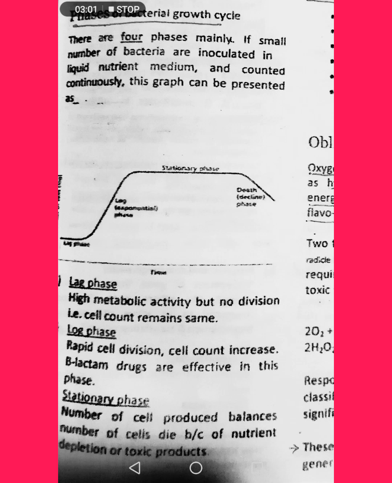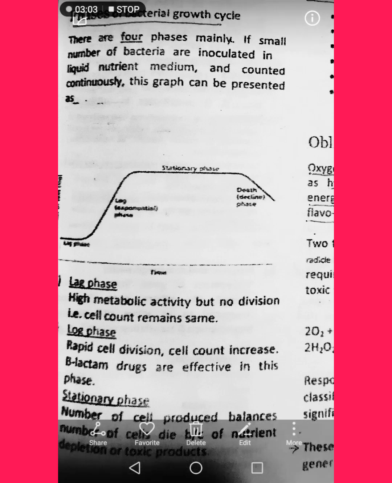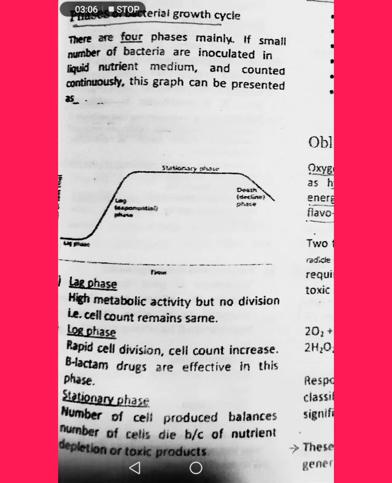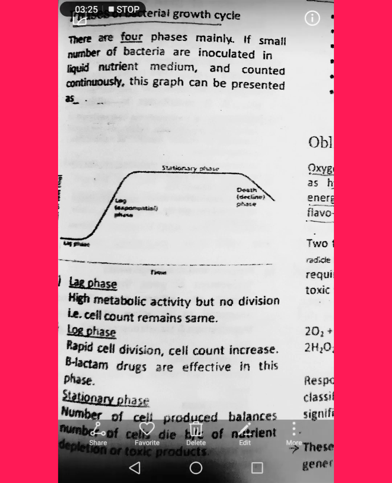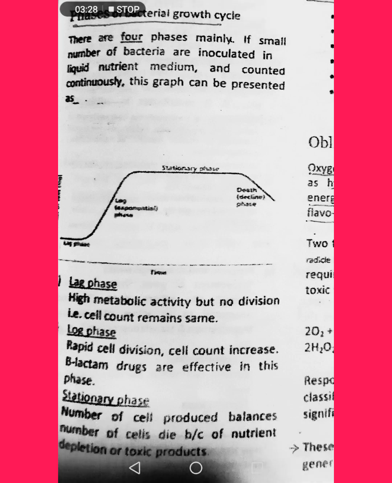This is the adaptation phase, because when the bacteria enter a medium, first they adjust to the environment. Some bacteria die and some bacteria adapt to this environment. So the metabolic activity is high in this phase, and there is no division, so the cell count remains the same.